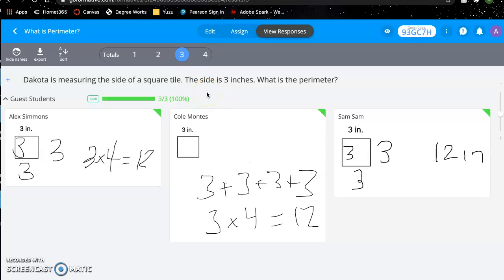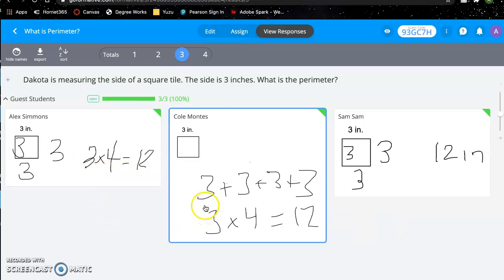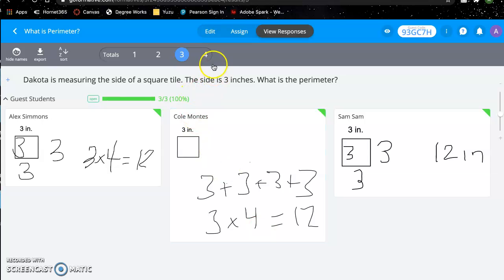Dakota is measuring the side of a square tile. The side is 3 inches. What is the perimeter? Alright, for this one, you are wanting to click on the box and show your work for me. Looks like everyone did that. Sam, you didn't show too much work, but that's alright. You still got the right answer. Alright, 3 times 4. Cole, you did extra work. That's alright. Alright. Everyone got the right answer, so let's move on.